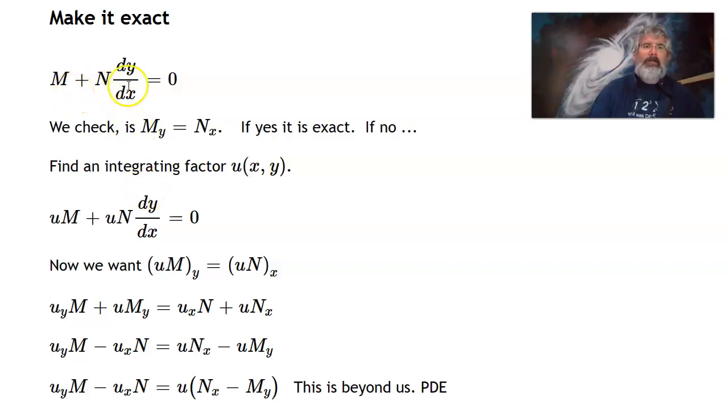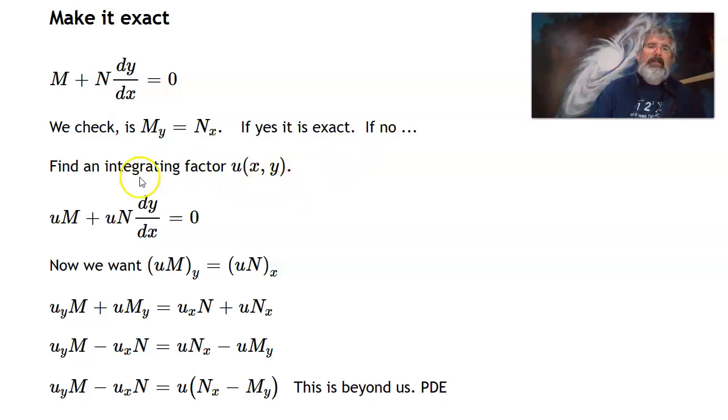We start off with an equation that looks like any other first order differential equation, and we check to see is it exact. And so you take the partial of this with respect to y and the partial of that with respect to x and see if they're equal to each other. If they are, great, it's exact. Then you can do the stuff we've been doing to solve it. If it's not, then let's see if we can make it exact.